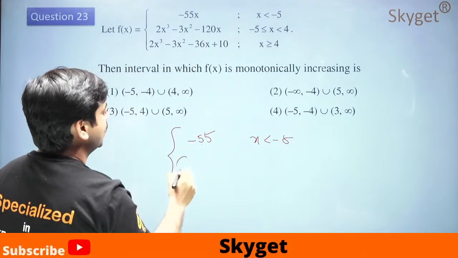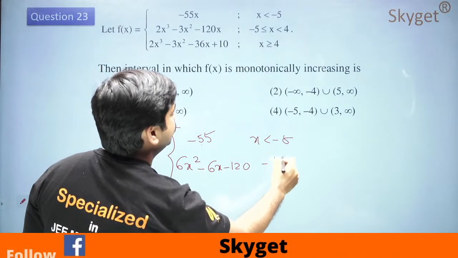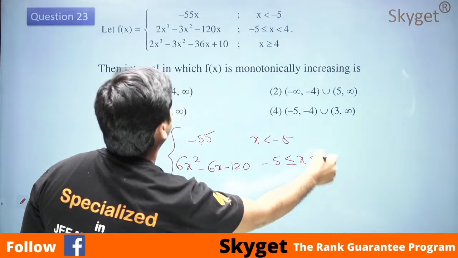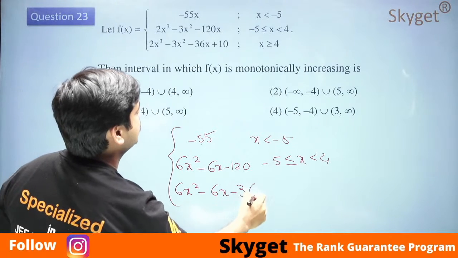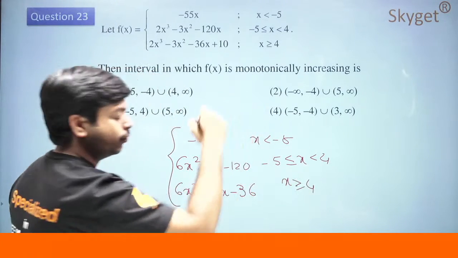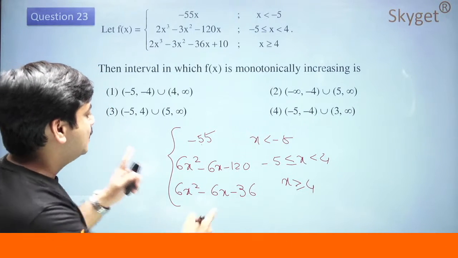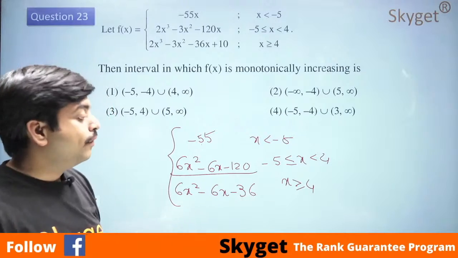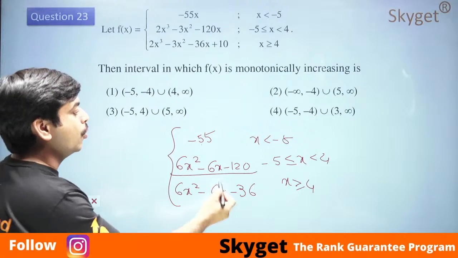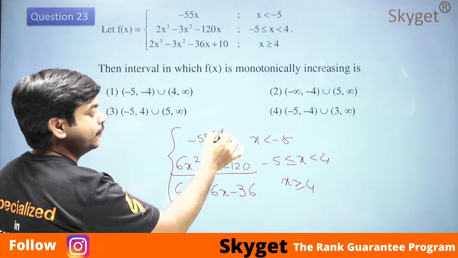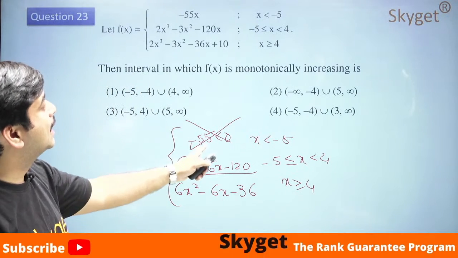Okay, so this becomes 6x² - 6x - 120 when -5 < x < 4, and this becomes 6x² - 6x - 36 when x ≥ 4, correct? Alright, so if you carefully observe, we need to find some interval where this is valid. We cannot say the complete range -5 to 4 is valid, because we need this to be greater than 0. One thing, -55 is less than 0, so no interval will come from here, because it is less than 0.